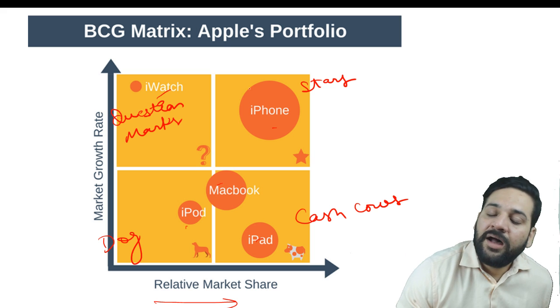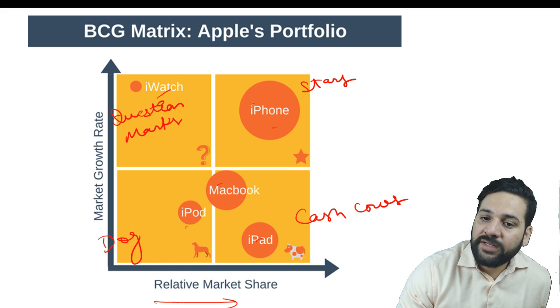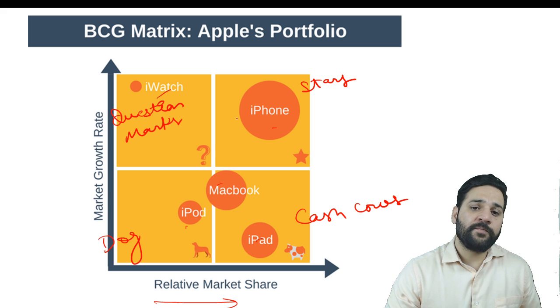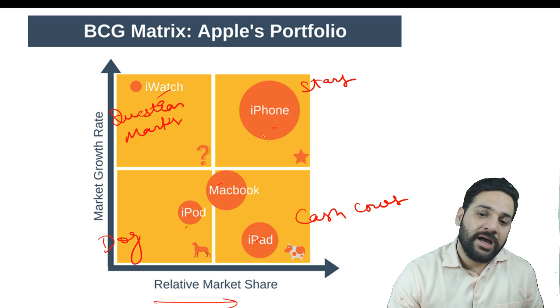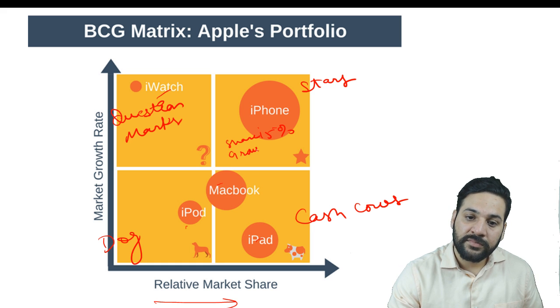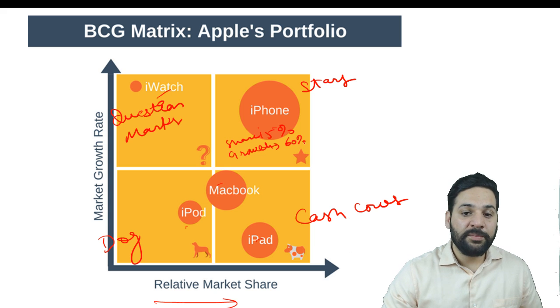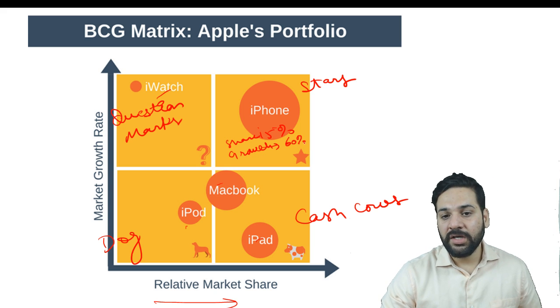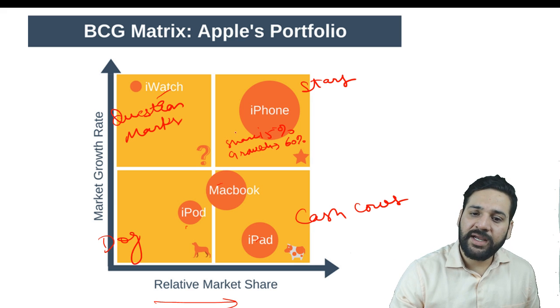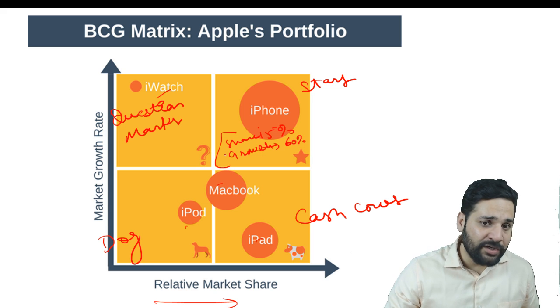There are certain kinds of products where the growth rate is really high, and the company has a big market share. So in the case of the iPhone, the company's market share is 15%, and growth of smartphones is 60% globally. So 60% growth and the market share is huge. I'm talking about 2015. I mean, this was made in 2015, but even right now the growth is really high and the market share is huge.